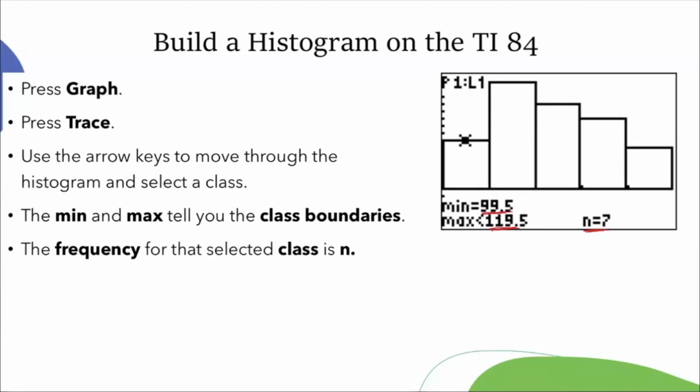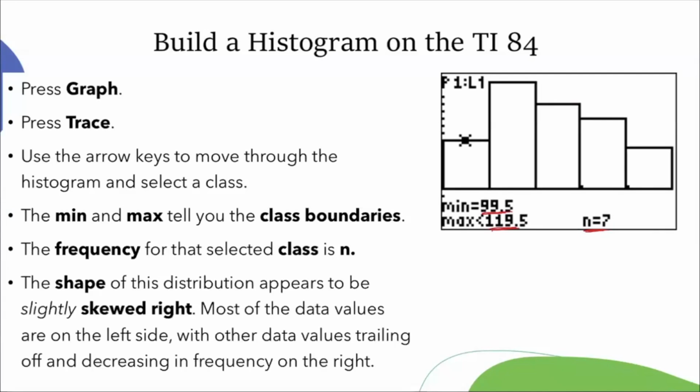Okay. The shape of this graph is slightly skewed to the right. If you remember from the other lecture on shape, a skewed right distribution has a longer tail on the right side, and we call that skewed right. The longer tail on the right side indicates that you have some data on the right-hand side of all the data values. So on the upper side, that's dragging or pulling the graph out to the right. So most of the data values are on the left. Some data values are trailing off and decreasing in frequency on the right, and that is what skewed right looks like.